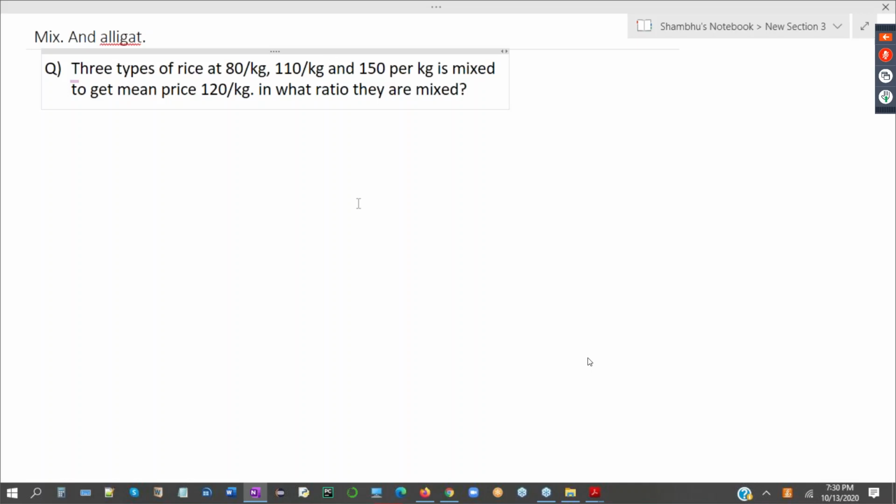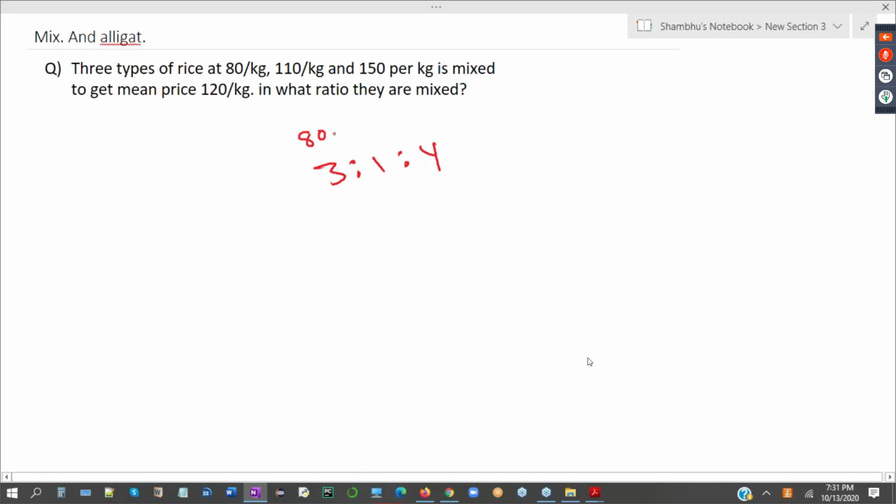Like 2:3:1 or 3:2:4. What is the ratio for first item, second item, third item? How many kg from the first type? How many kg from the second type? How many kg from the third type? 3:1:4. Okay. 4:1:3. Okay, many of you are answering 3:1:4. Okay.